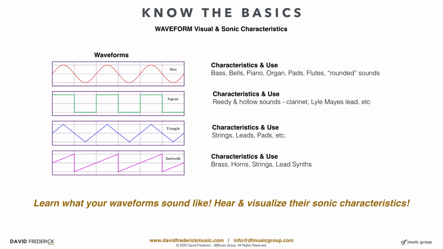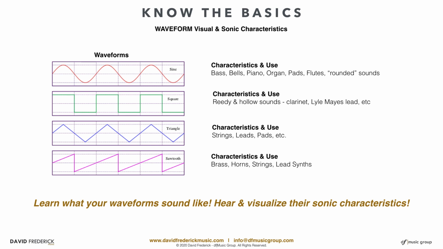And from a sonic standpoint, this waveform is used to create bass sounds, bells, pianos, organs, pads, flutes, very rounded sounds. In contrast, we look at the next waveform, which is the square wave, right? That's a very reedy, hollow sounding waveform. So we see what that looks like, and then when we match a sonic characteristic to it, we think of instruments like the clarinet or that Lyle Mays Oberheim Prophet kind of lead sound that he was noted for.